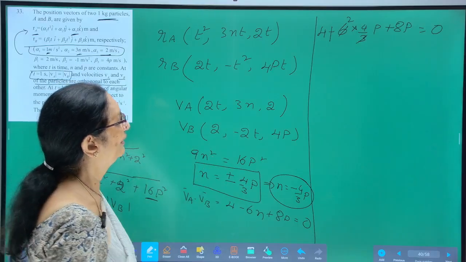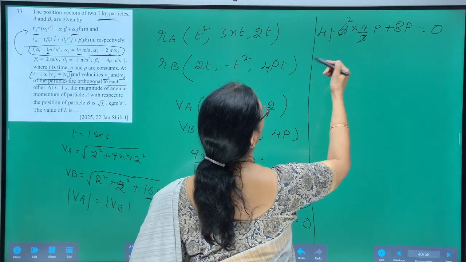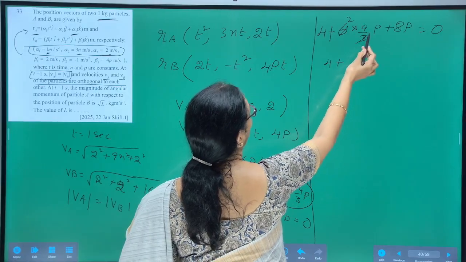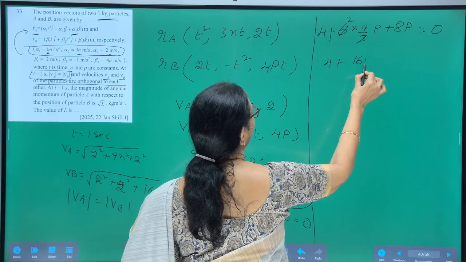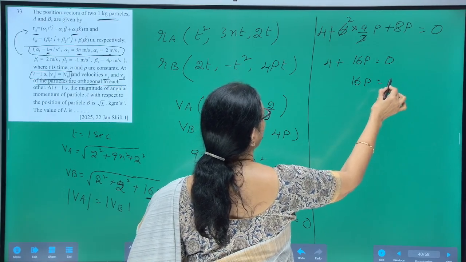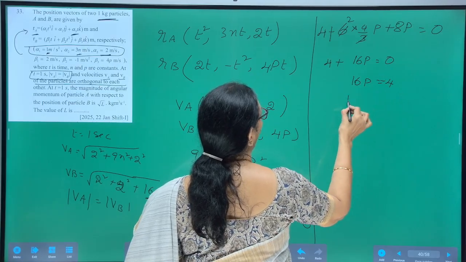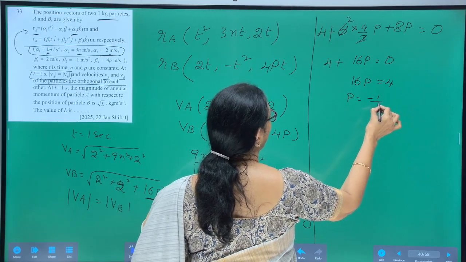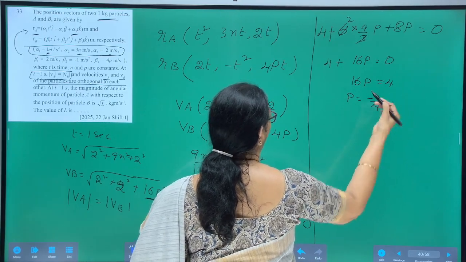So, here from this, what did you get here? So, 4 plus 8p plus 8p, 16p is equal to 0, 16p is equal to minus 4, or p is equal to minus 4 by 16, that is minus 1 by 4.